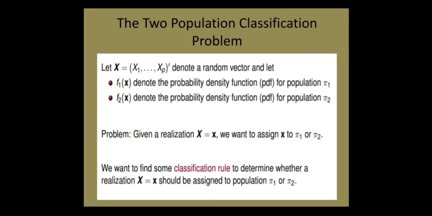Okay, so for example, the two population classification problems. Okay, this example is from your textbook, page 580. Okay, let X denote a random vector. Okay, it has several variables, right, x1 until xp, and f1(x) denotes the probability density function for population 1, and f2(x) denotes the PDF, or probability density function, for population 2. Okay.